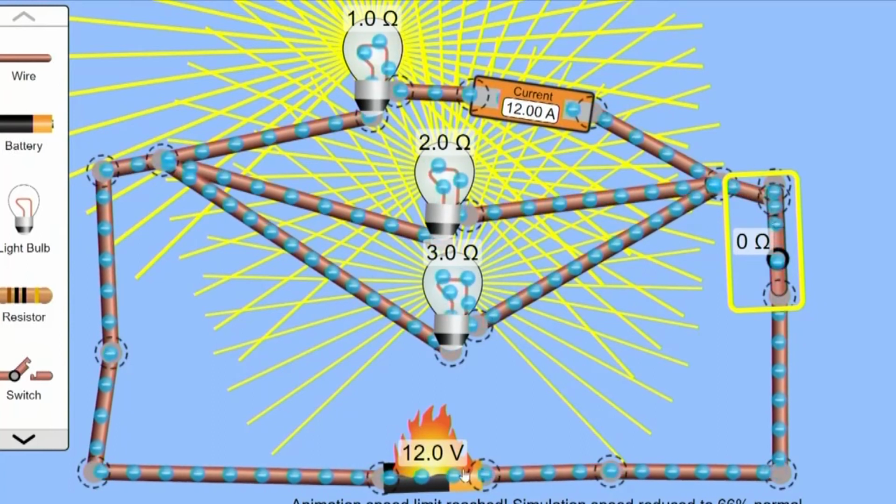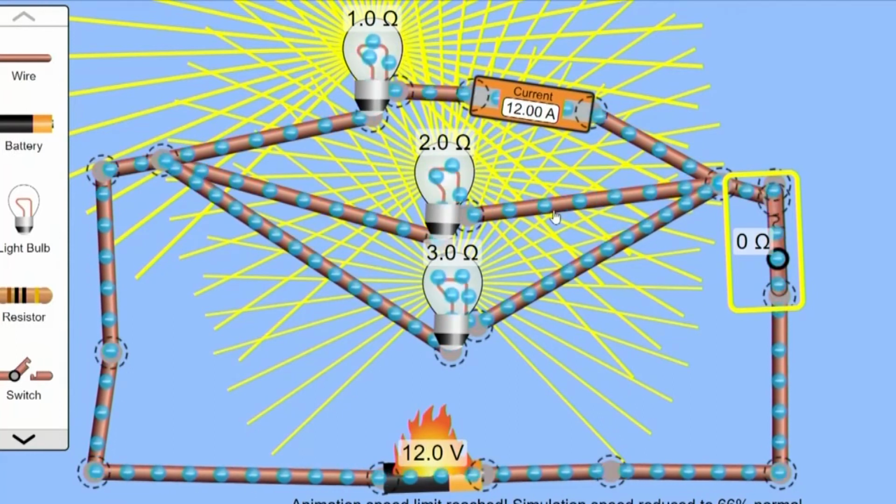So 12 by 1 is 12 ampere. As you can see, the first resistor is 1 ohm and the total potential difference is 12 volt. So 12 by 1 is 12 ampere, that is I is equal to V by R. By making use of Ohm's law equation, we are getting the electric current in the 1 ohm resistor as 12 ampere. So children, what do you think will happen when we connect the ammeter near the 2 ohm resistor? Will the electric current vary?